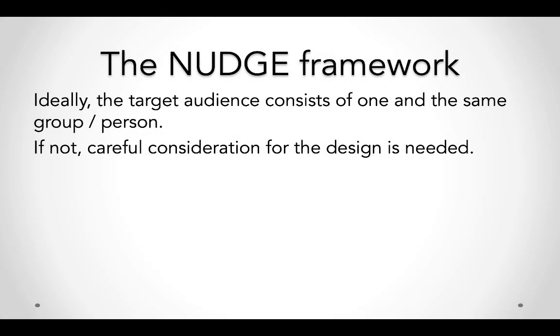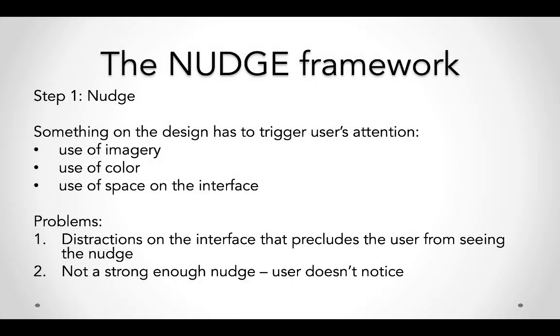So the target audience, as we talked in the previous lecture, consists of one and the same group. If you have multiple personas as a target audience, you might want to reconsider and change the design accordingly, which takes a little bit of a more detailed approach. So the nudge framework has 5 steps.